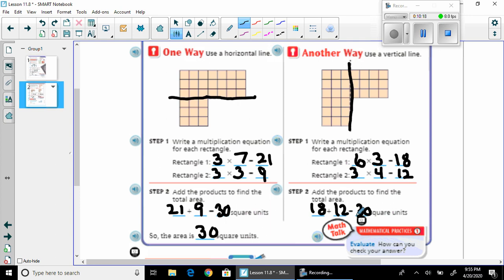All right, so again, you can go back to check. You can add up all of your squares and you should get 30. Okay, so if you notice, these were the same figure. We just showed two different ways to break it apart.